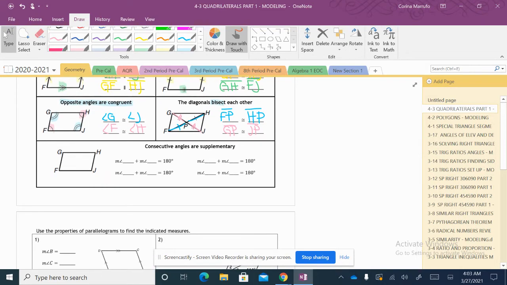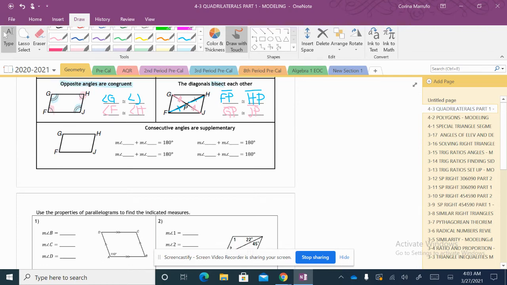All right, so next it says consecutive angles are supplementary. If you don't remember what supplementary is, I showed you a little trick: remember the S in supplementary, we can make it into a little 8 and make it a 180. So that means they add up to 180 degrees. That's what supplementary means, okay?